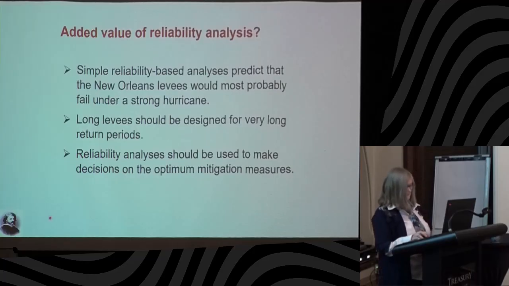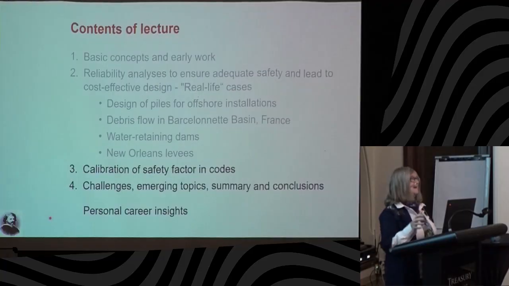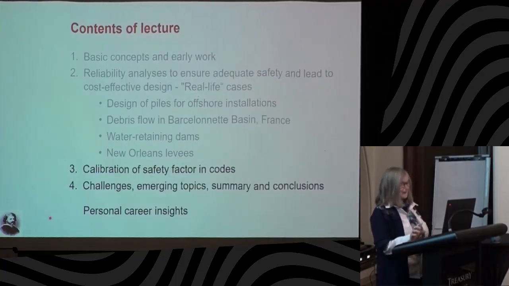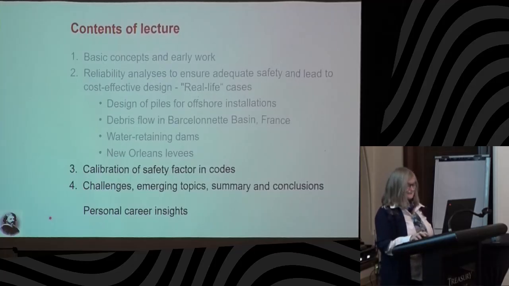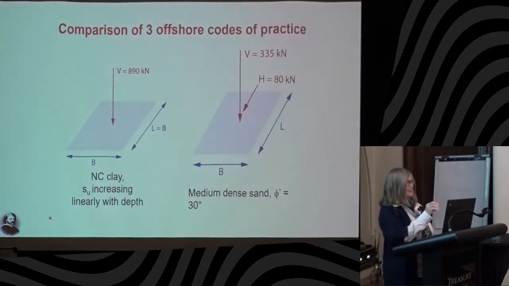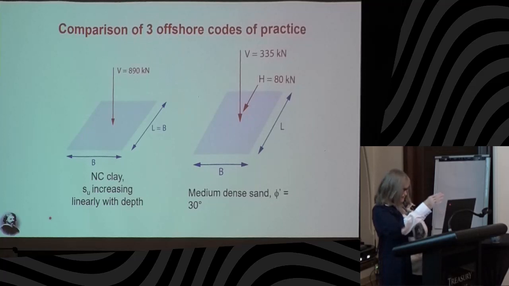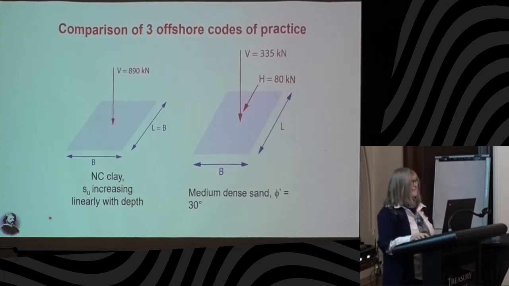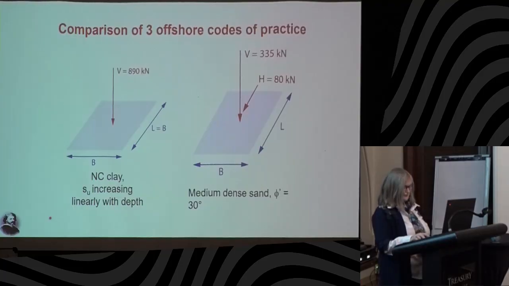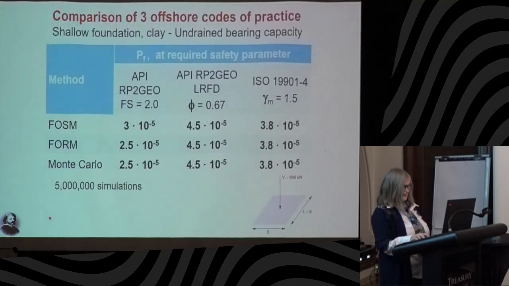I see the time is passing, so I suggest that maybe I skip the calibration of safety factors, maybe just show you the last slide. But we calibrated codes for simple cases like this, a vertical load and a vertical or horizontal load, in order to find out what is the probability of failure for the same safety factors. I'll just go to the last drawing.